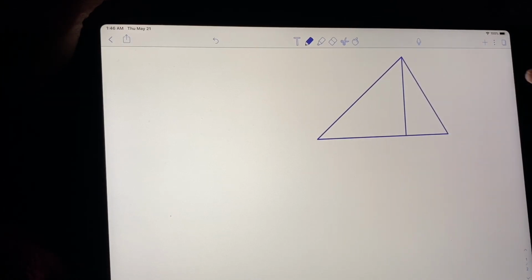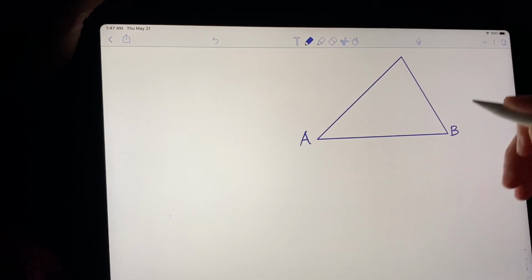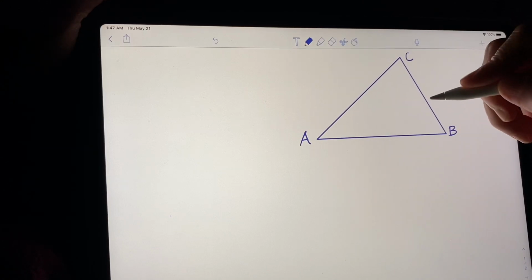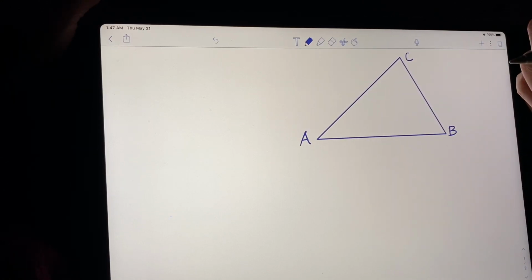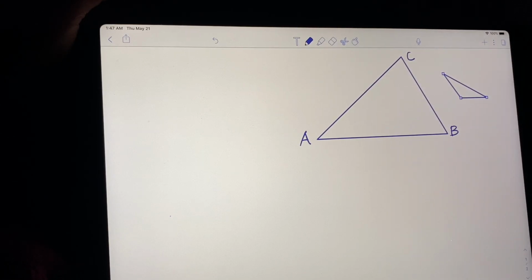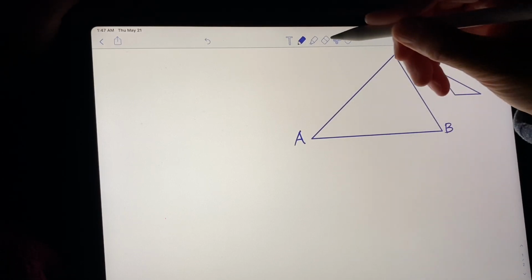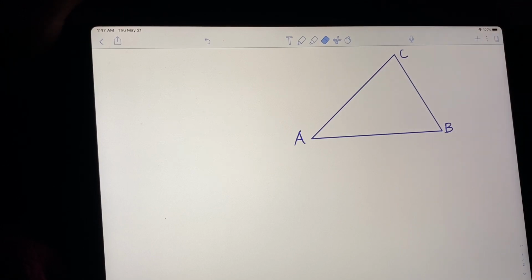Let me draw a triangle first. So here we have a triangle A, B, C, and this is a scalene triangle. It can be an obtuse triangle, it can be an acute triangle, but I just choose to make it an obtuse triangle. Now let me erase this one. We will work on this triangle.